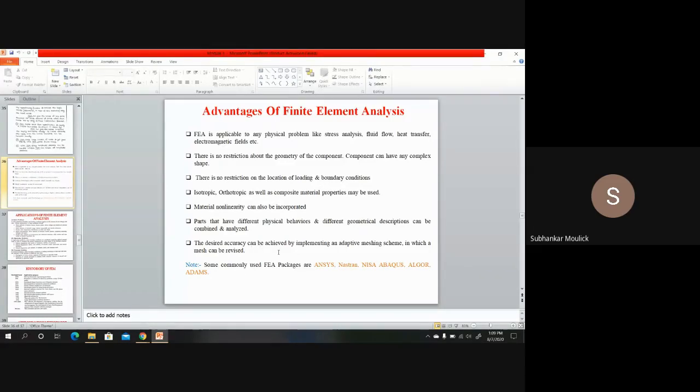The desired accuracy can be achieved by implementing an adaptive meshing scheme in which the mesh can be revised. That means by changing the mesh, we can get the desired accuracy level for the analysis of any type of problem. We can refine the mesh with the help of FEM. Some commonly used FEM packages are ANSYS, Nastran, Abaqus, Algor, and Adams. These are the common software packages which we can use to solve FEM related problems.